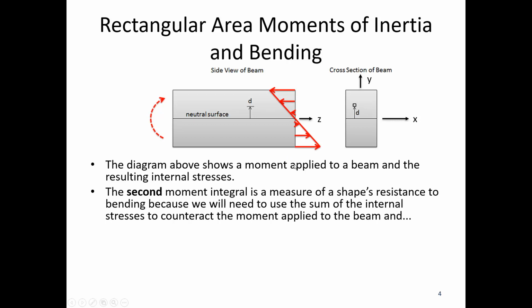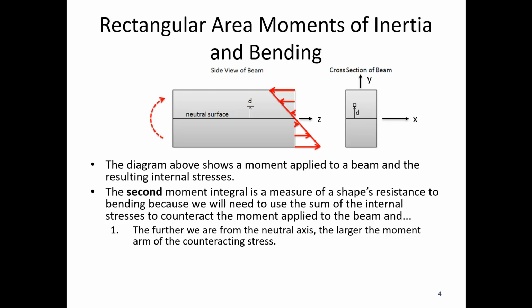All right, so the second moment integral is a measure of a shape's resistance to bending because we'll need to use the sum of internal stresses to counteract the moment. Number one, the further we move from the neutral axis, the moment arm, d, is going to go up linearly. And also, the further we go from the neutral axis, you'll notice the force goes up linearly as well. And so if the moment is a force times the distance, if the distance goes up and the force goes up, we're going to need d squared. The square of that distance represents the resistance, how much it's going to counteract that initial moment.